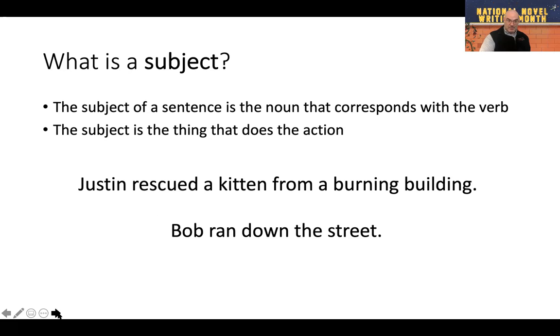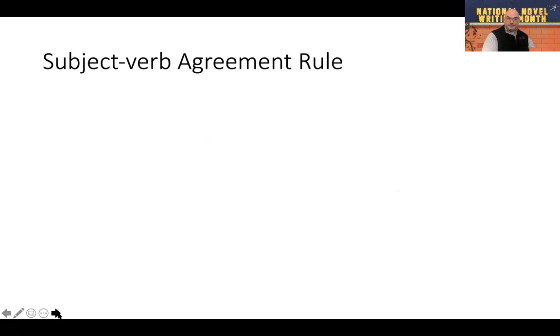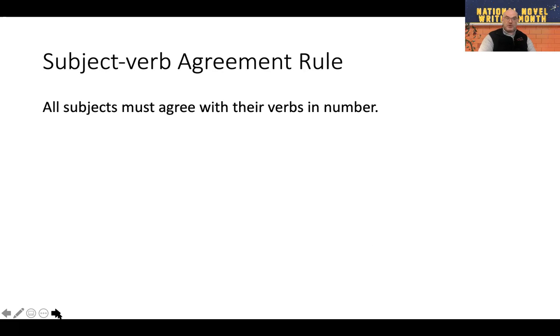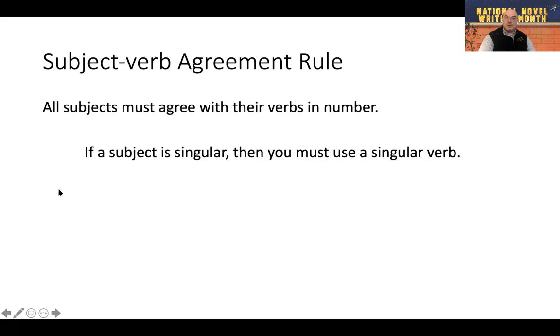So this question of what noun in the sentence is doing the action is going to become very, very important. Okay, so here is the official subject agreement rule that I want you to know. All subjects must agree with their verbs in number. Now, what is number? That is the difference between singular and plural, right? That is grammatical number. Is it one or is it more than one?